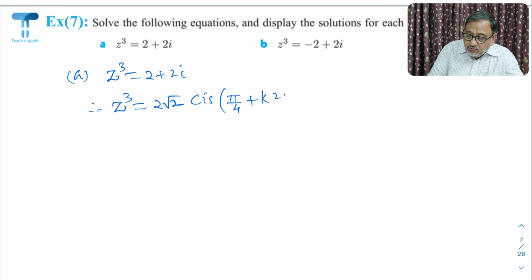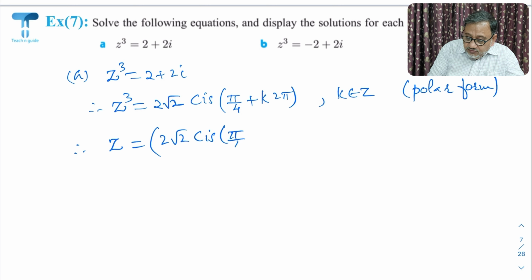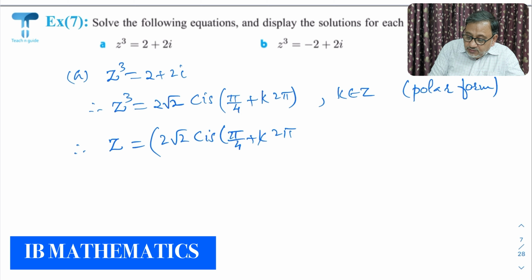Plus k into 2 pi, where k belongs to Z. Polar form. Okay. From polar form it is easy to find the roots. So therefore z is equal to, we will take the 1/3 power, [2 root 2 cis (pi by 4 plus k into 2 pi)] bracket to the power 1 by 3.